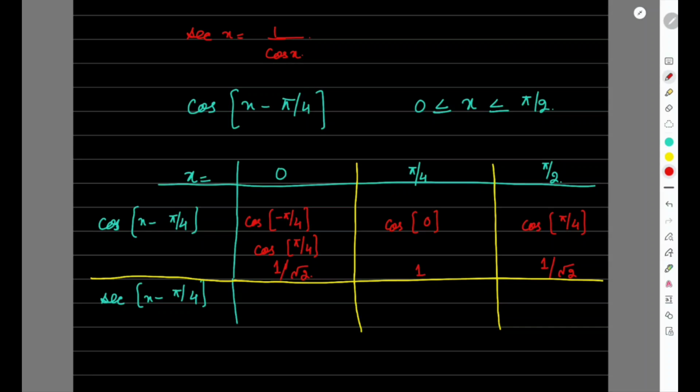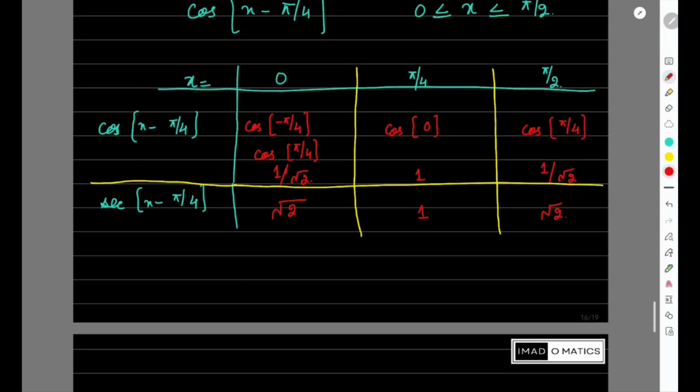So, the value of secant when x is equal to 0 is under root 2. When x is equal to pi by 4, its value is 1. When x is equal to pi by 2, the function will be under root 2. It is clear that the maximum value is under root 2 and the minimum value is 1.